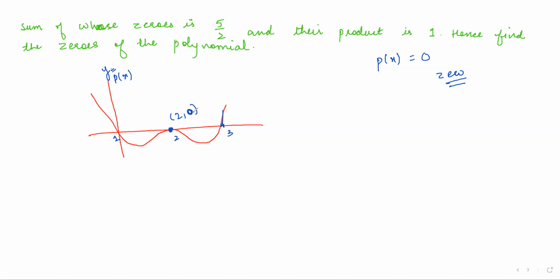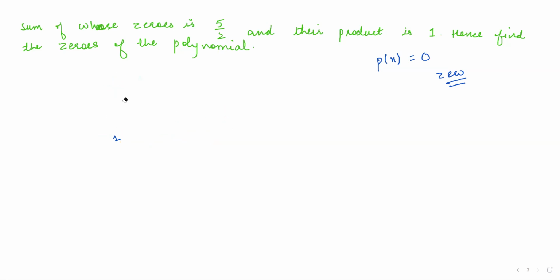Ma'am, I got the answer. Okay, that's good. But there was a little bit of confusion, so I was just explaining this. Touching means there is no y at that point, so it is also a zero. Now give me the answer. What is the answer? 2x square minus 5x plus 2. Just a minute. 2x square minus 5x plus 2.